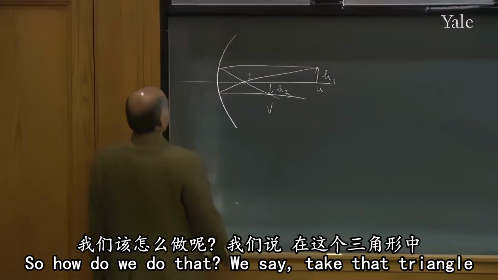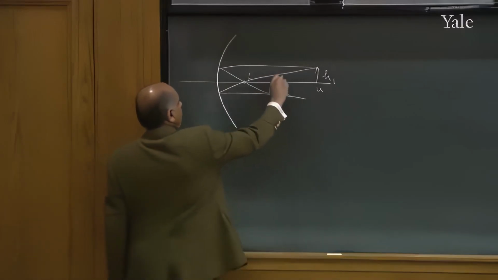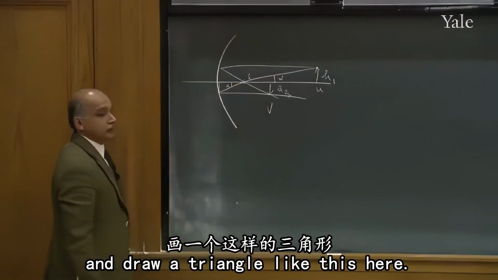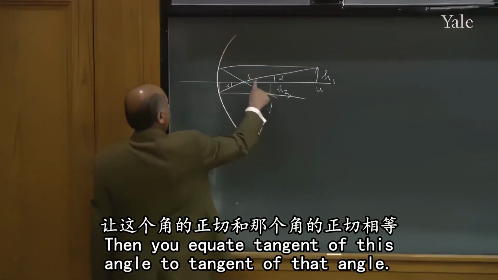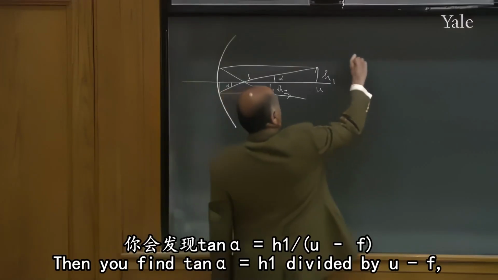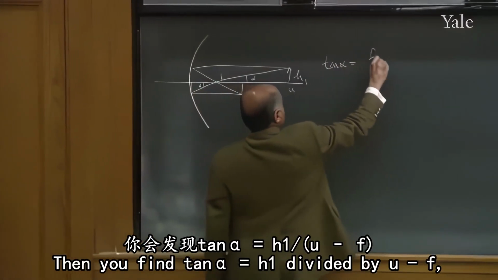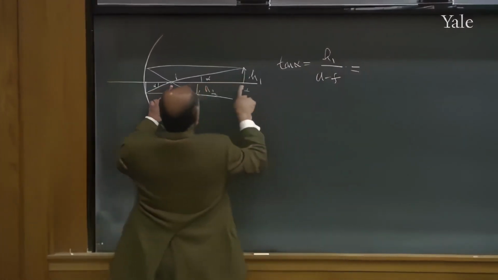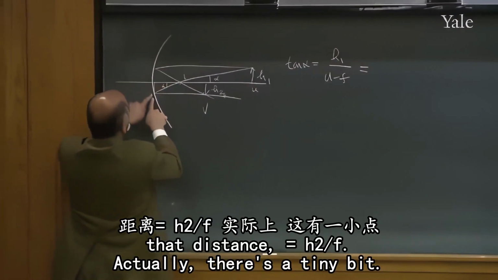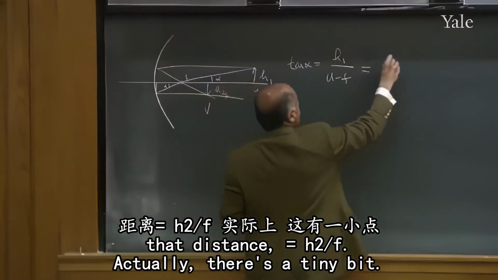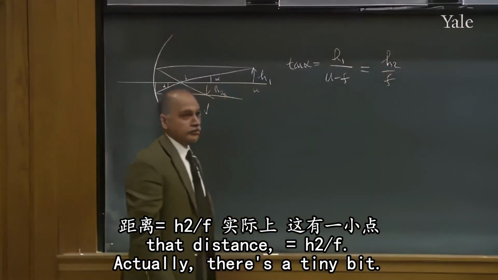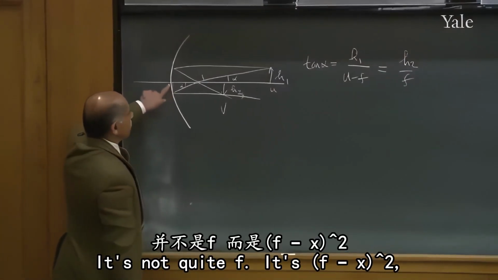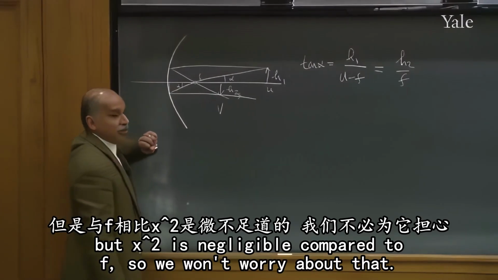So how do we do that? We say, take that triangle with angle alpha, and that with angle alpha, and draw a triangle like this here. Then you equate the tangent of this angle to the tangent of that angle. Then you find tan alpha is equal to h1 divided by u minus f. That is equal to h2 divided by f. It's actually not quite f, it's f minus x squared, but x squared is negligible compared to f, so we won't worry about that.